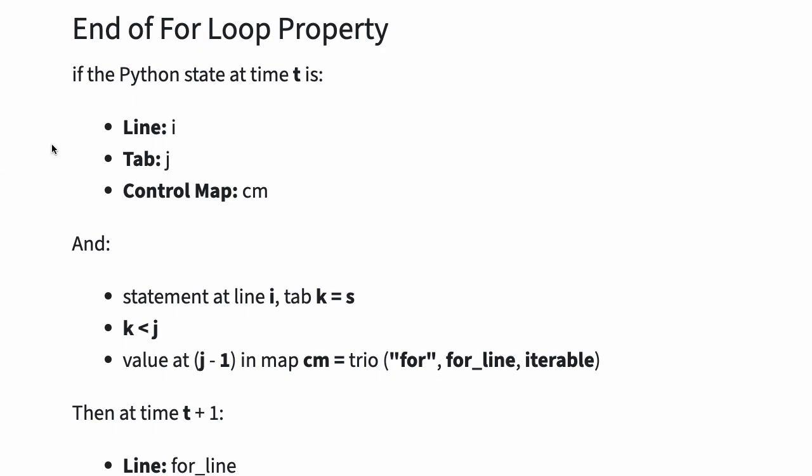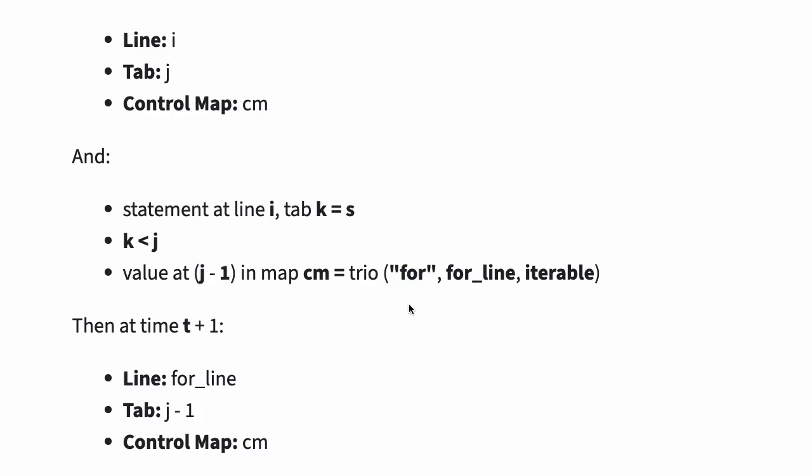If at time t the line is I, the tab is j, and the control map is cm, and there's a statement at line I tab k, and k is less than j, and the value at j minus 1 in map cm is equal to the trio for line, and iterable, then at time t plus 1, the line becomes for line, and tab becomes j minus 1. The control map remains cm.